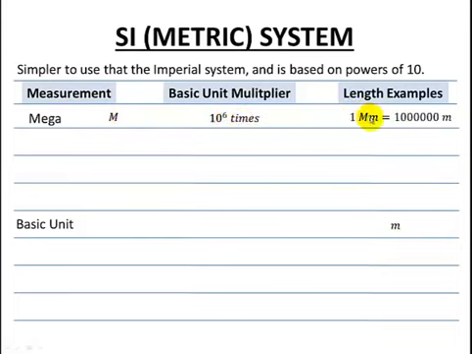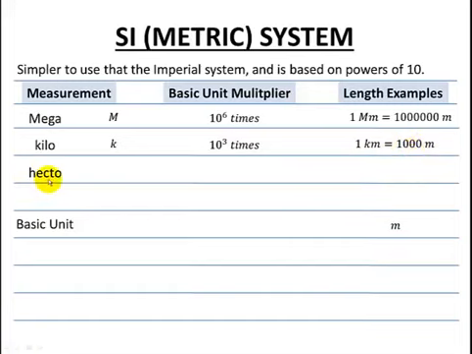So 1 megameter is 10 to the 6 or 1,000,000 meters. We have another measurement prefix, kilo. This should be relatively common for us, given by a lowercase k. What's the multiplier here? Well, it's 10 to the 3 times. So a kilo is 10 to the 3 or 1,000 times bigger than our base unit. So 1 kilometer is 1,000 meters.